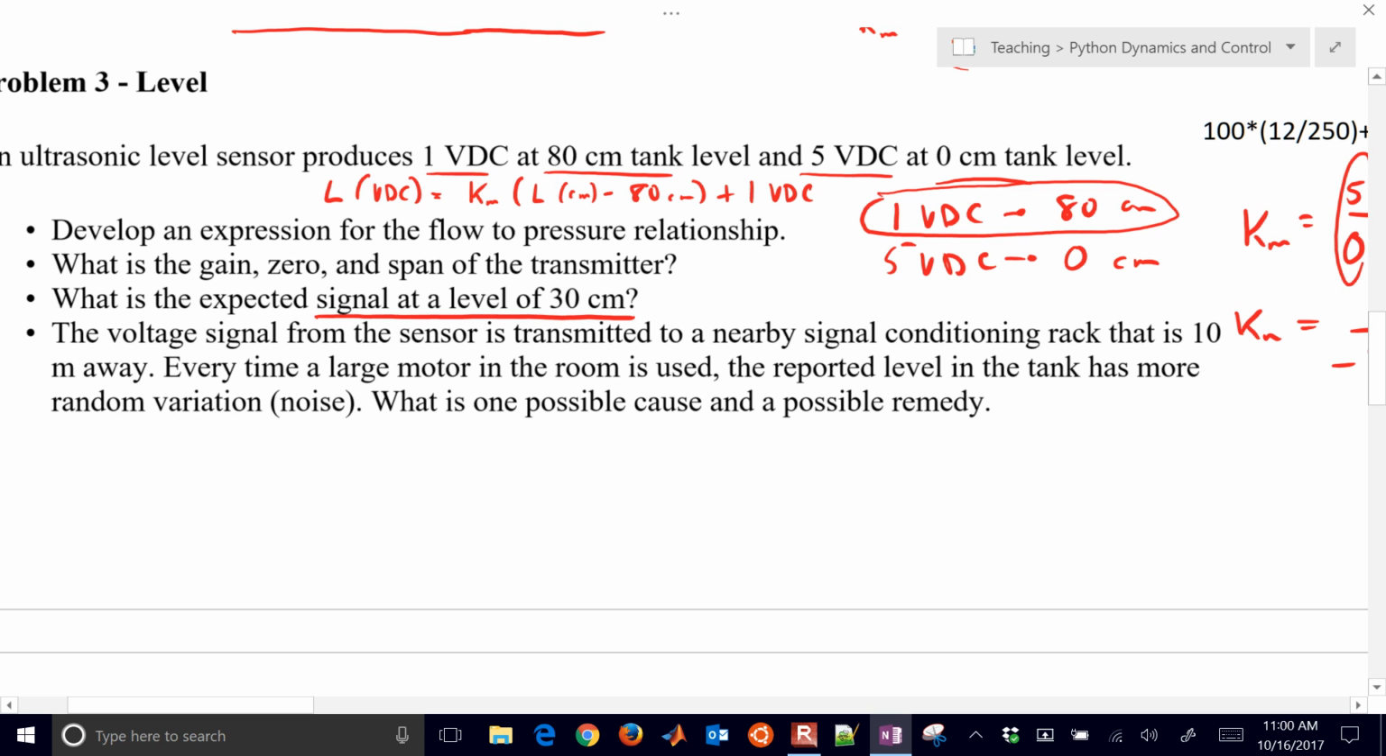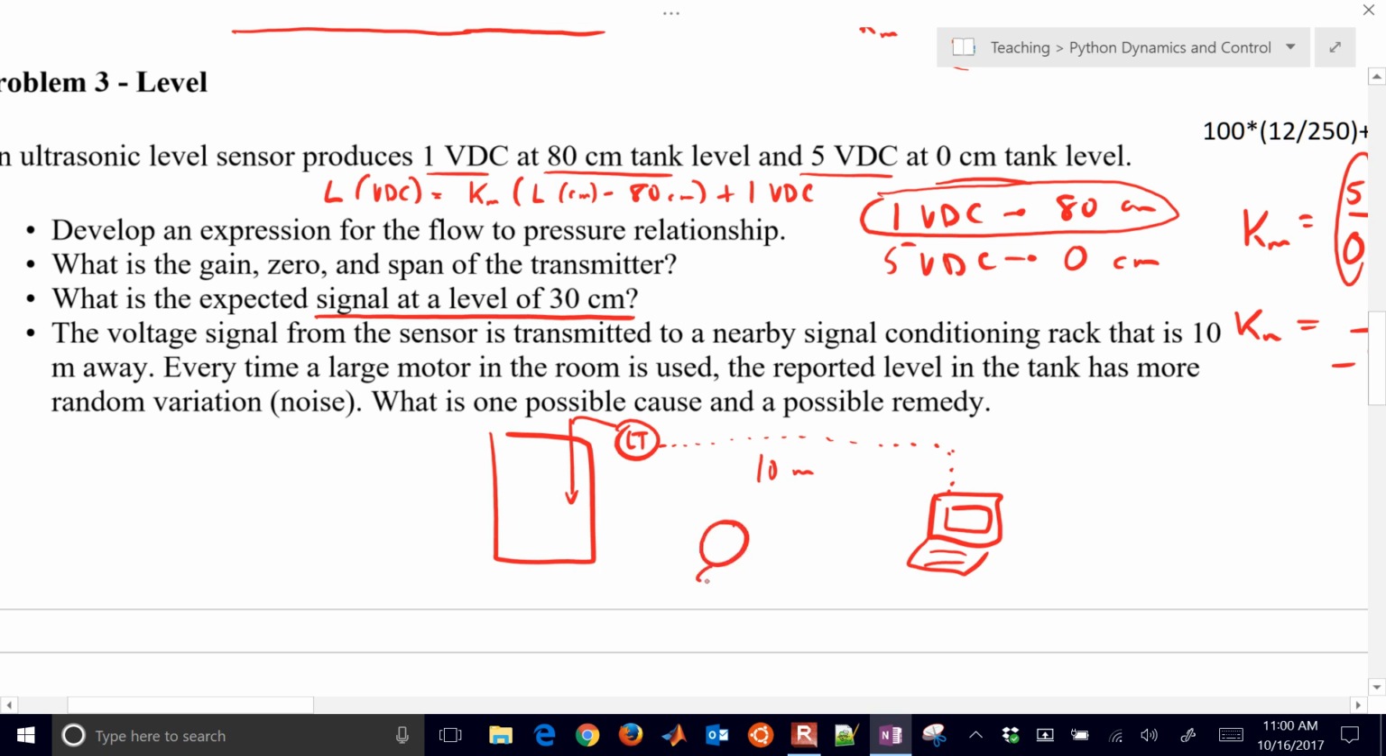So you have these voltage signals that are being sent. In this case, here is my level transmitter, and that's being sent as a signal to a computer, about 10 meters away. And every time you have a pump in the room that turns on, you get some random fluctuations that are reported on the computer. Then after the pump turns on, it might start doing this as the level transmitter.